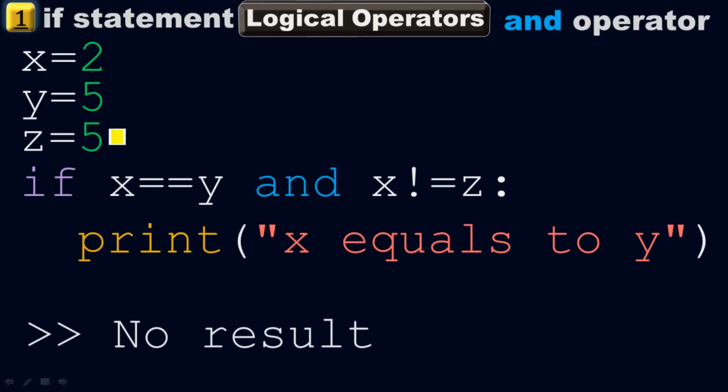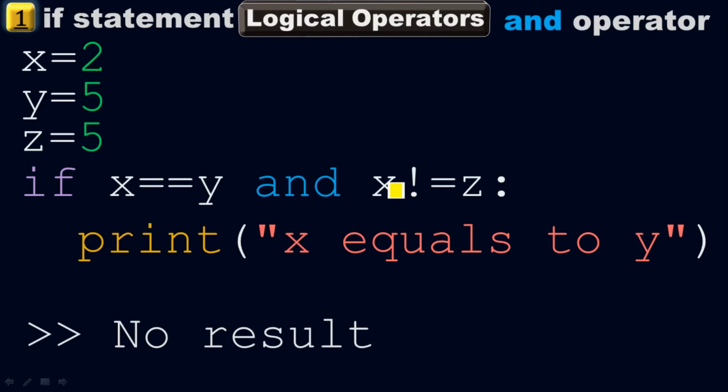Why? Because I just changed the values of the variables here. We have three variables, x, y, and z. These are the identifiers in the computer memory. These are the values. Look, x equals y? x is not equal to y because x equals 2 and y equals 5. So this statement is not satisfied here.